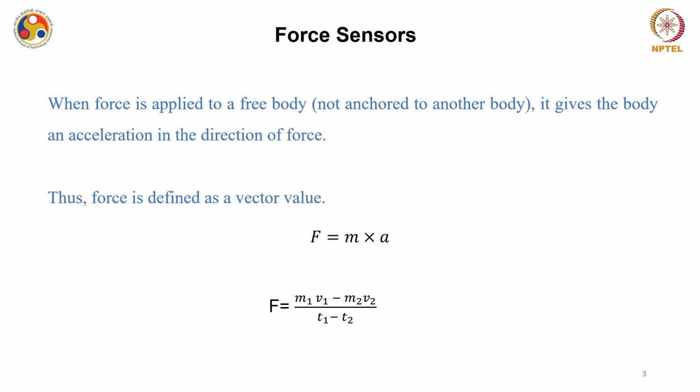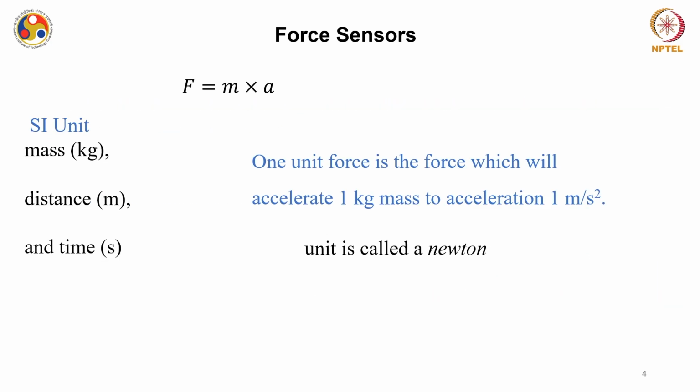And we can also discuss this in terms of momentum, and the force can be given as (m1 v1 minus m2 v2) divided by (t1 minus t2), or rate of change in momentum. Or if the mass is fixed, I can say that (m v1 minus m v2) by (t1 minus t2), or m (v1 minus v2) by (t1 minus t2), right. This is how I can define this in terms of momentum.